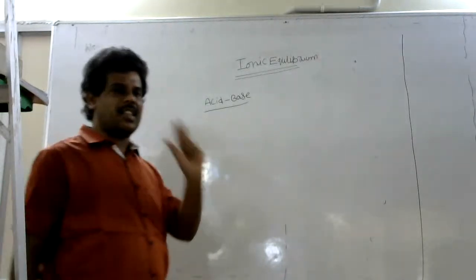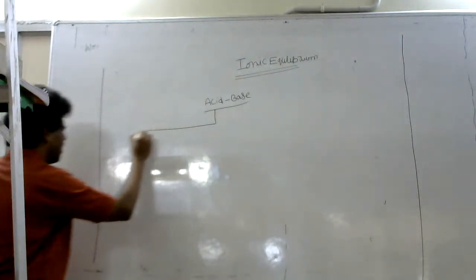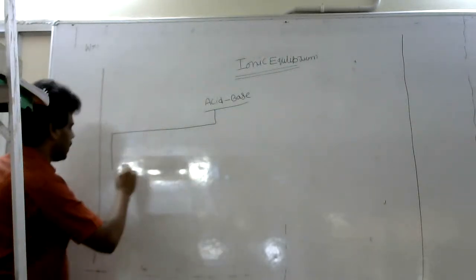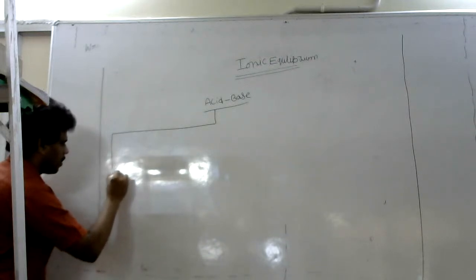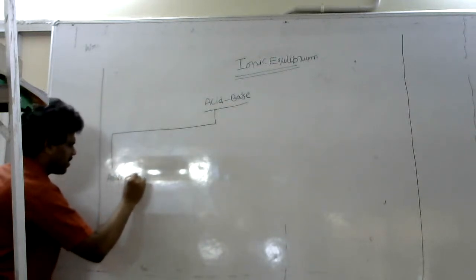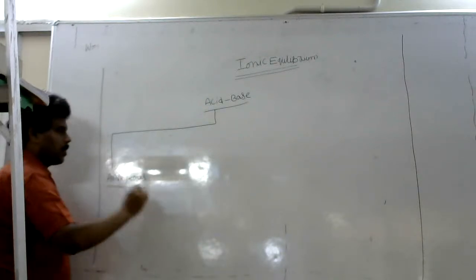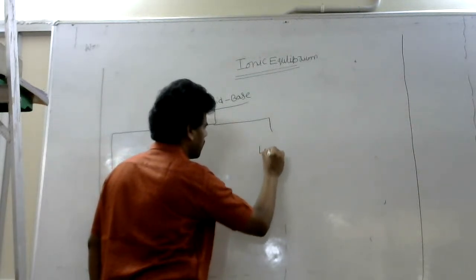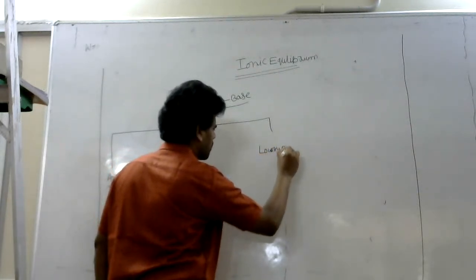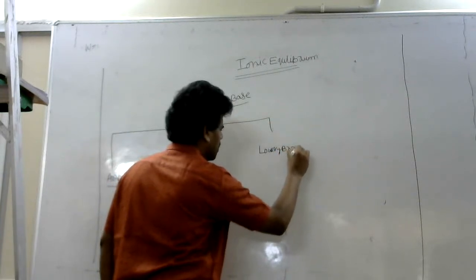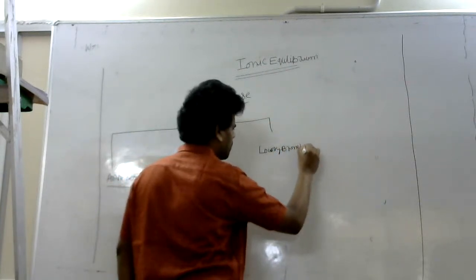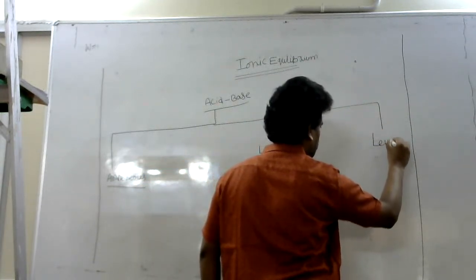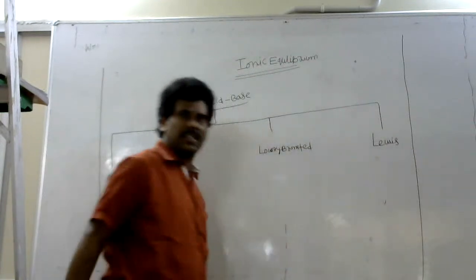Acid base theories are three types. First one, Arrhenius theory. Second one, Lowry-Bronsted theory. Third one, Lewis acid base theory.